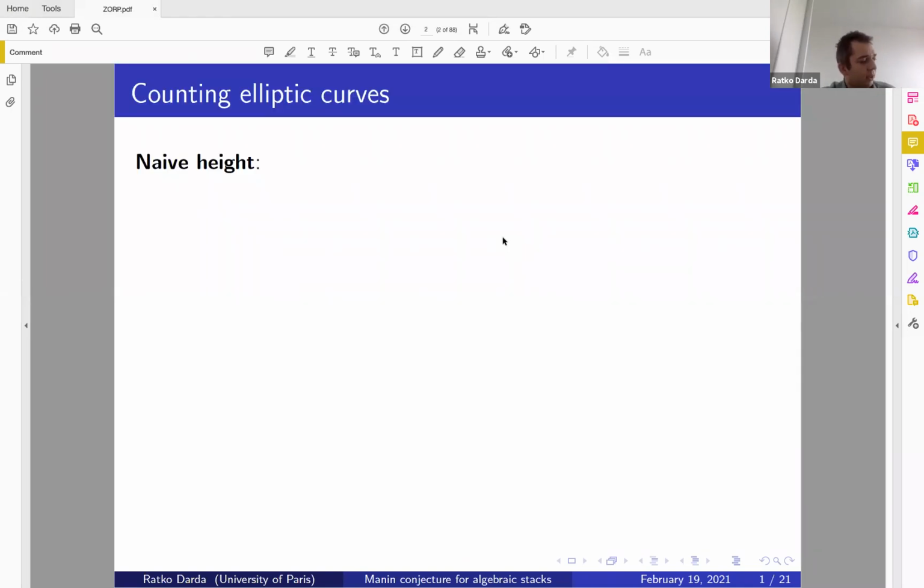The example that we will spend most time with is counting of elliptic curves. We can use the following heights. Each time when I say we count elliptic curves, what I mean is we count isomorphism classes of elliptic curves. There is a notion of naive height defined for elliptic curves over Q.